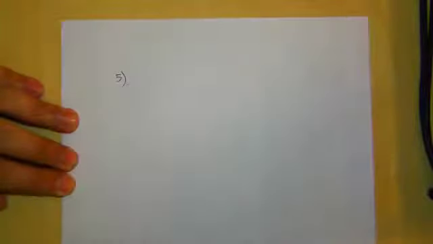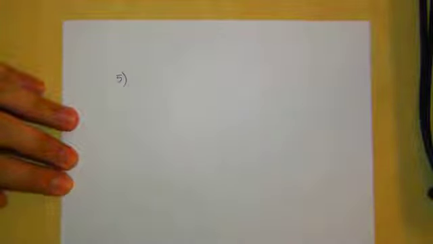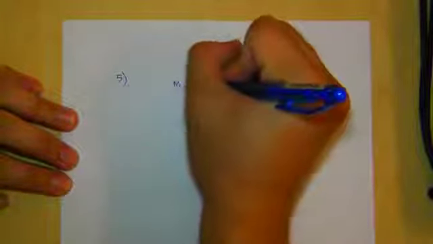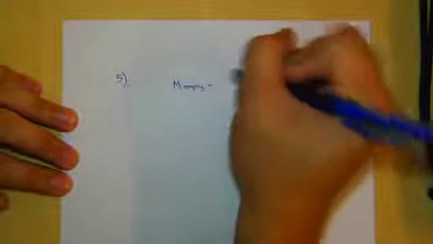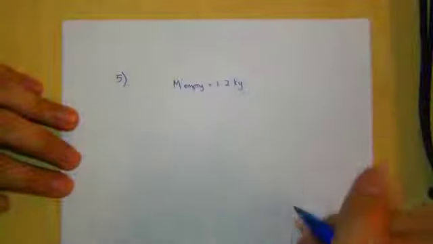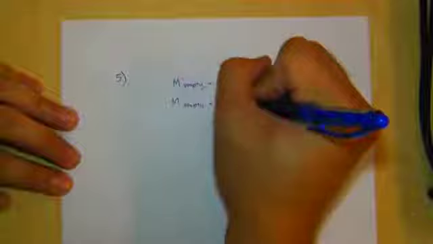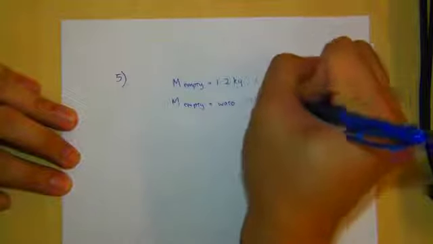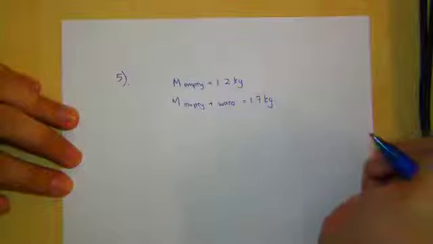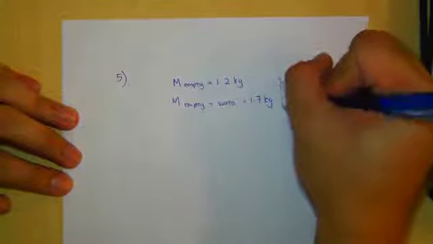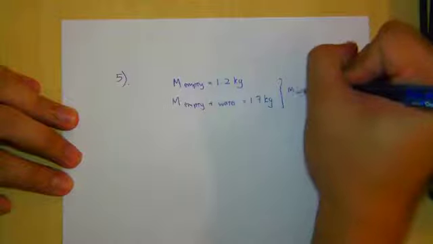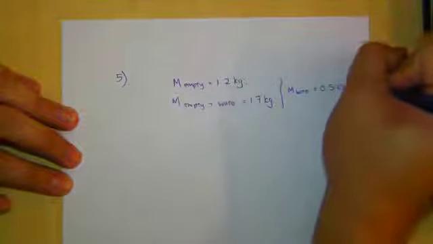Finally we move on to the last question. Question number 5. So we have an empty bottle with mass of 1.2 kg. So the mass of empty bottle is 1.2 kg. So the mass of empty plus water is 1.7 kg. So straight away from here we can already know that the mass of water is how much? 0.5 lah. Simple mathematics.